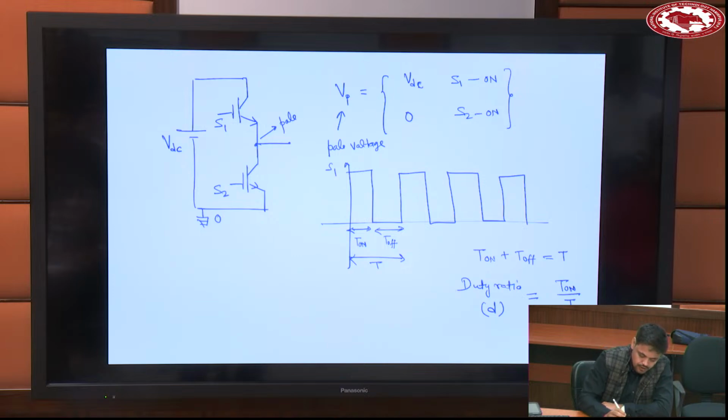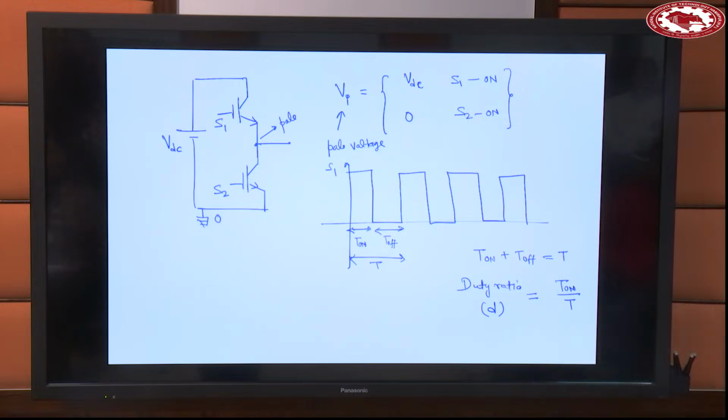What is the average value of this pole voltage? How can you say VDC by 2? You are correct only, but be very specific. It will be VDC by 2. You are not wrong. I am not saying you are wrong.